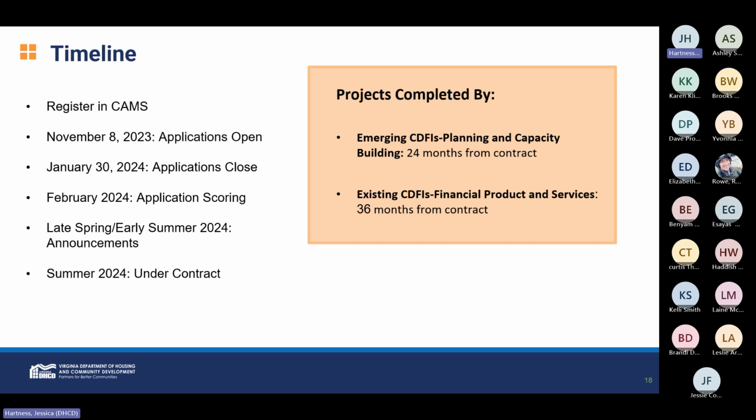So I mentioned briefly about timely deployment of dollars. For emerging CDFIs that are doing planning and capacity building, they will have 24 months from the time the contract is signed to complete the activities that they've applied for. And existing CDFIs, their financial product and service grants would have 36 months from the date of the contract to complete activities applied for and awarded.